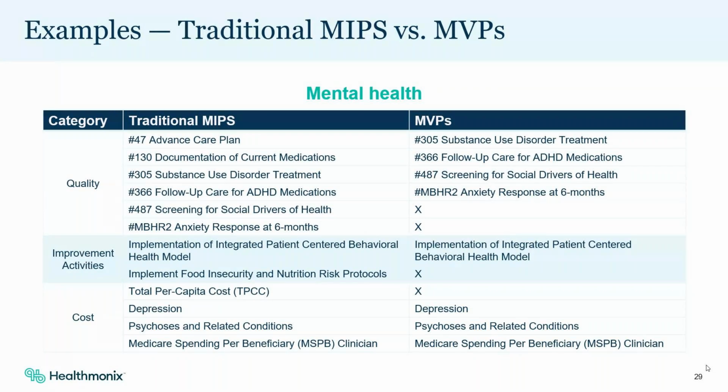And then here we see that difference when we're comparing cost measures. With traditional MIPS, this mental health group is scored on total per capita cost, along with depression, psychosis, and an MSPB, while participating in the MVP, they are not required to be scored in total per capita cost. So this may tremendously help their score if they're not looking at the total cost of care for their patients and really focusing on those cost measures that are relevant to their group.